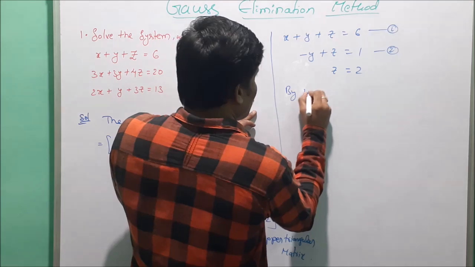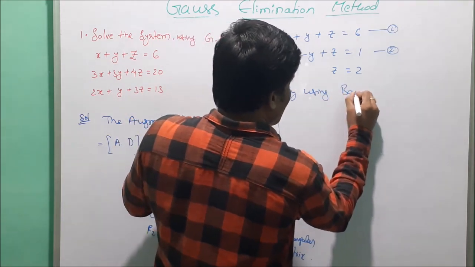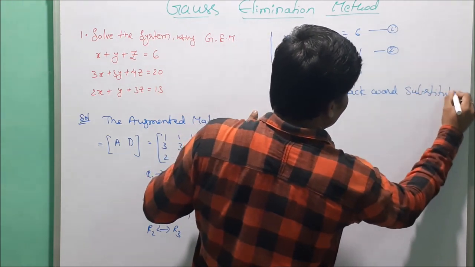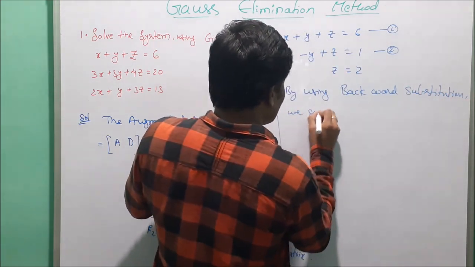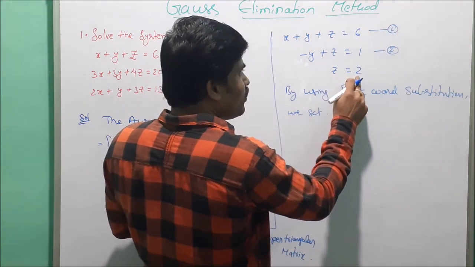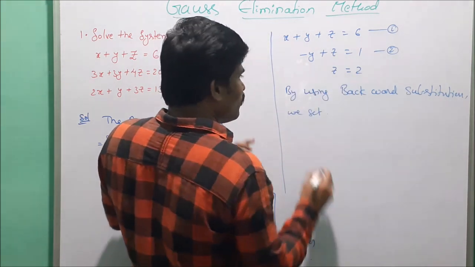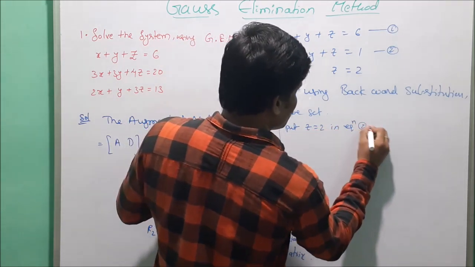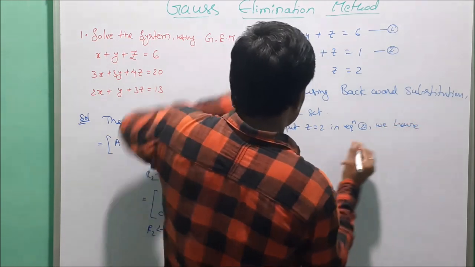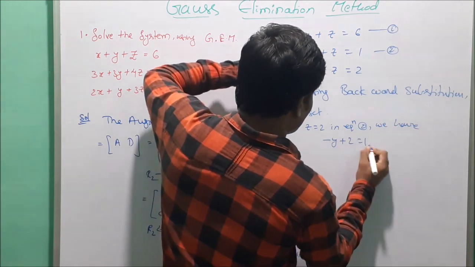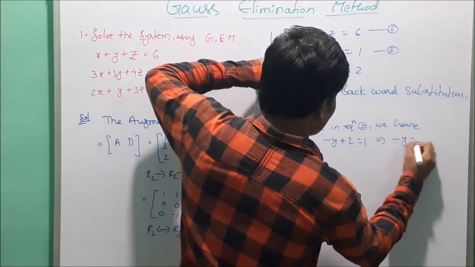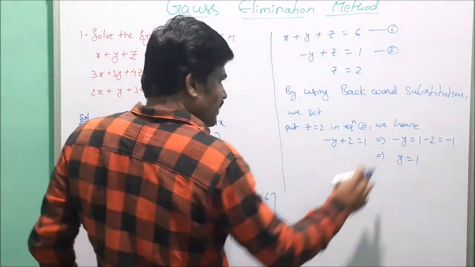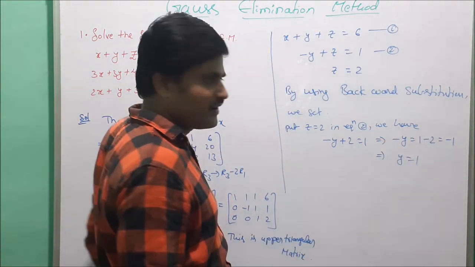By using backward substitution, we take z equals 2. This will be substituted in equation 2. Put z equals 2 in equation 2. We have minus y plus 2 equals 1, which implies minus y equals 1 minus 2, that equals minus 1, which implies y equals 1. Here both sides' minus signs cancel.